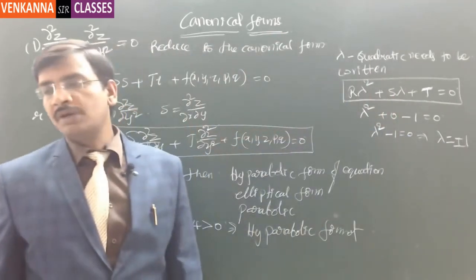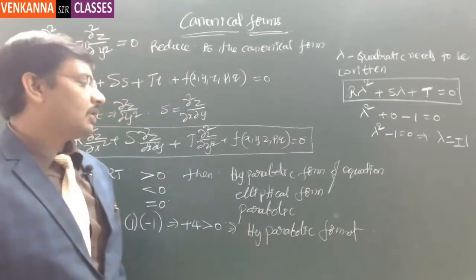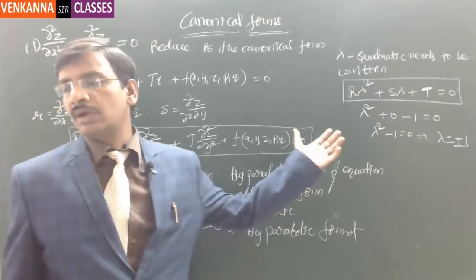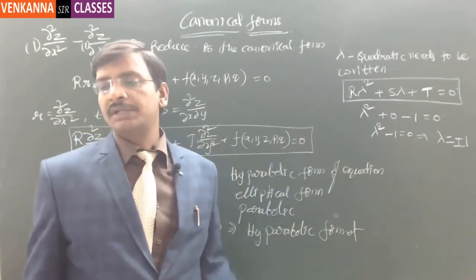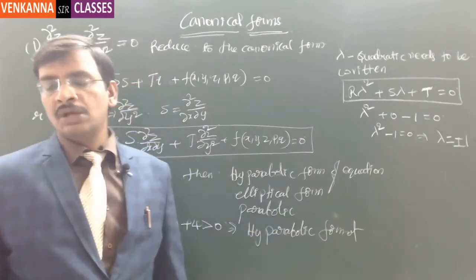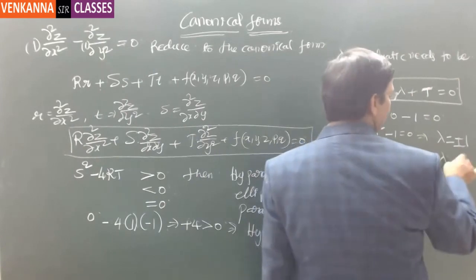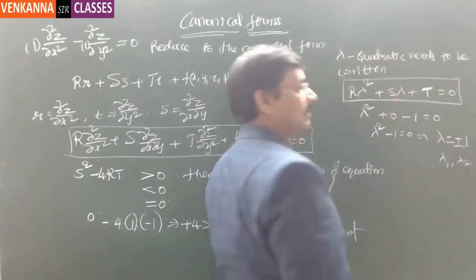So whatever may be the form of the equation, whether it is a parabolic equation, a hyperbolic equation or an elliptical equation, you need to write the lambda quadratic first. And then you have to solve the lambda quadratic and find out its roots. Let us say you found the roots, lambda 1 and lambda 2, of the lambda quadratic.